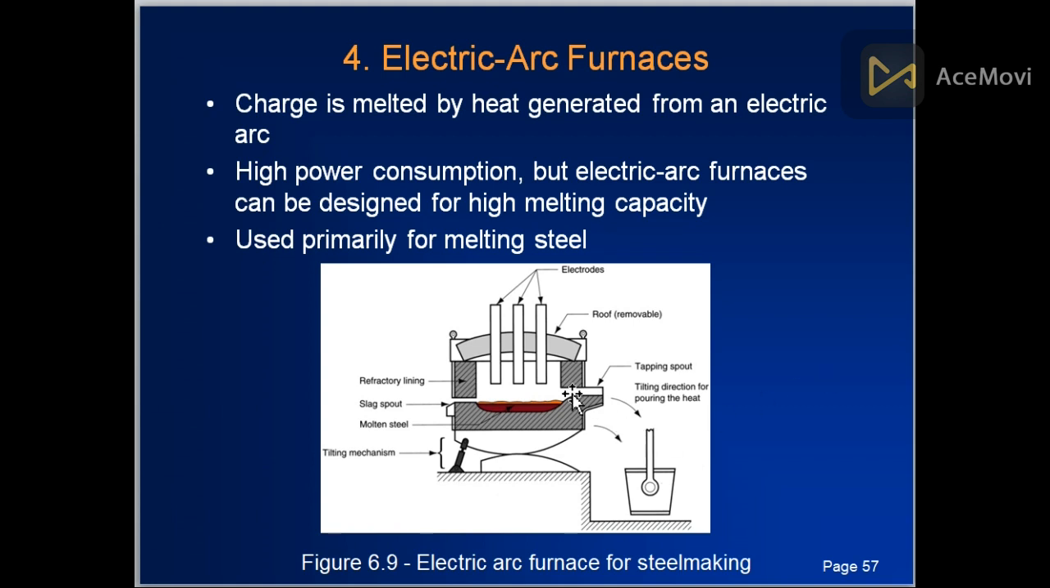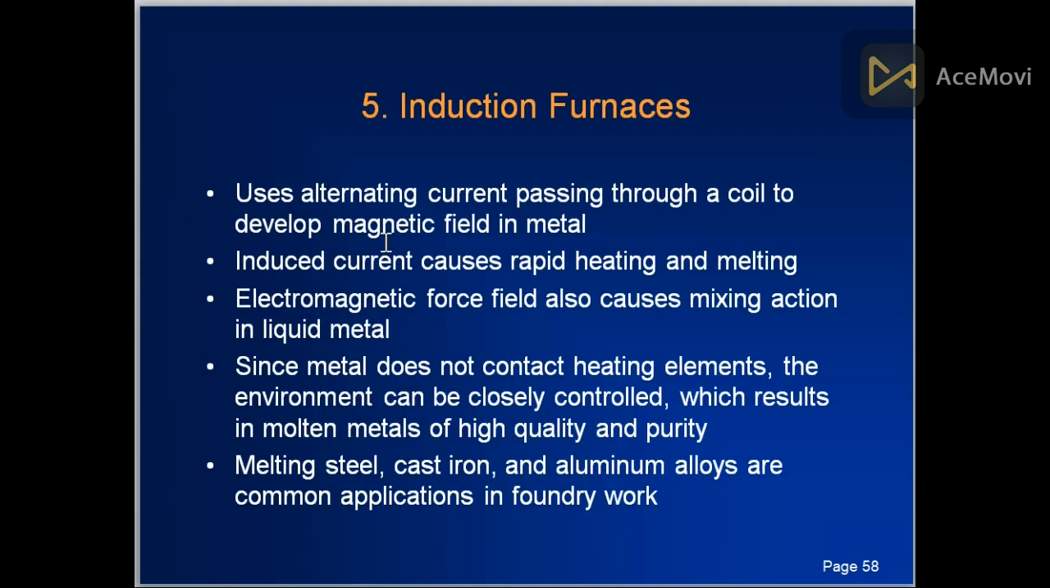Electric arc furnace: the charge is melted with the heat generated from the electric arc. These are some electrodes, and this is an electrical process. Induction furnace also uses alternating current to pass through a coil and develop a magnetic field. This is also used in induction hardening of gears. The electromagnetic force field also causes a mixing action in the liquid metal.